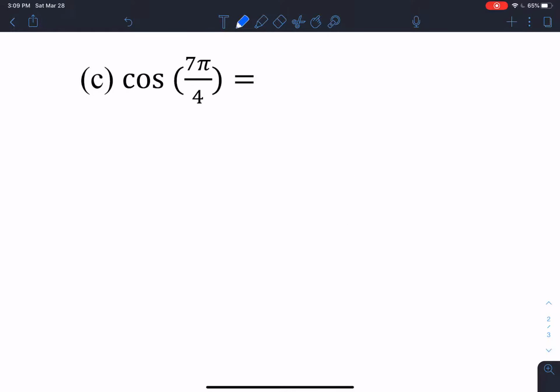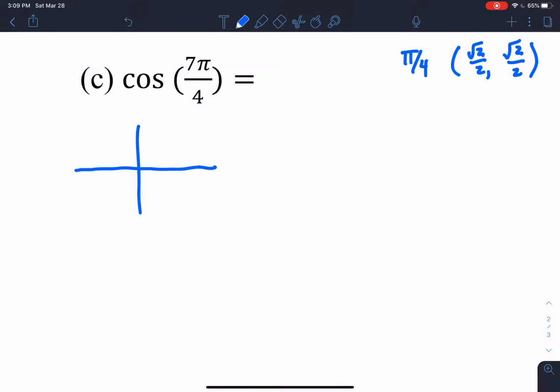All right, cosine of 7 pi over 4. So pi over 4, root 2 over 2, root 2 over 2. Okay, now 7 pi over 4 goes in quadrant 4. Right? It's almost one full time around. Okay, so now quadrant 4, x is positive, y is negative, all right? But since we're talking about cosine, I only need the x term. So the positive x term here is going to be root 2 over 2.